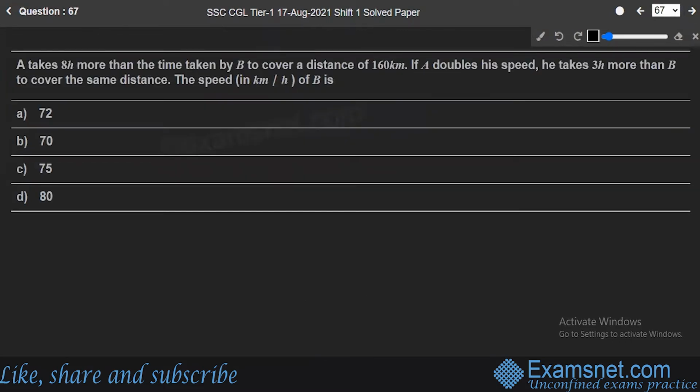A takes 8 hours more than the time taken by B to cover the distance of 160 kilometers. If A doubles his speed, he takes 3 hours more than B to cover the same distance. The speed in kilometer per hour of B is 72, 70, 75, or 80. So let's start. Let the speed of A be x kilometer per hour and let the speed of B be y kilometer per hour.